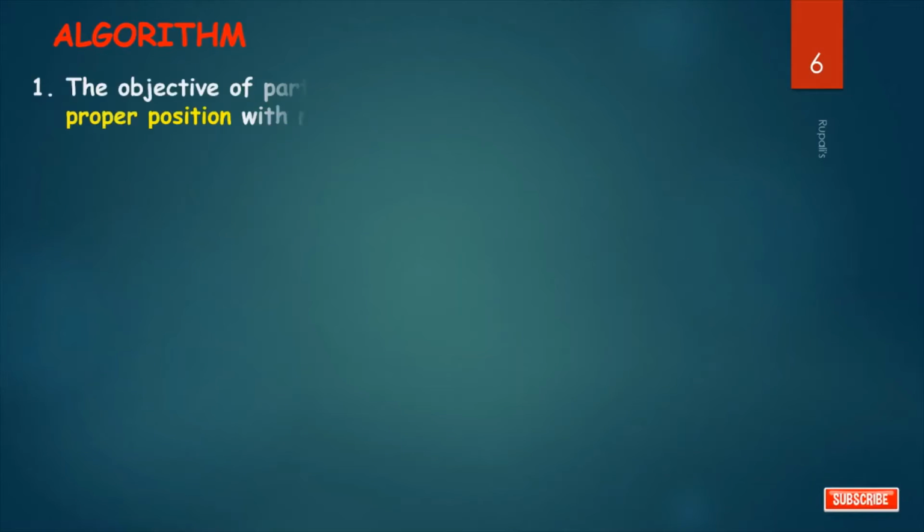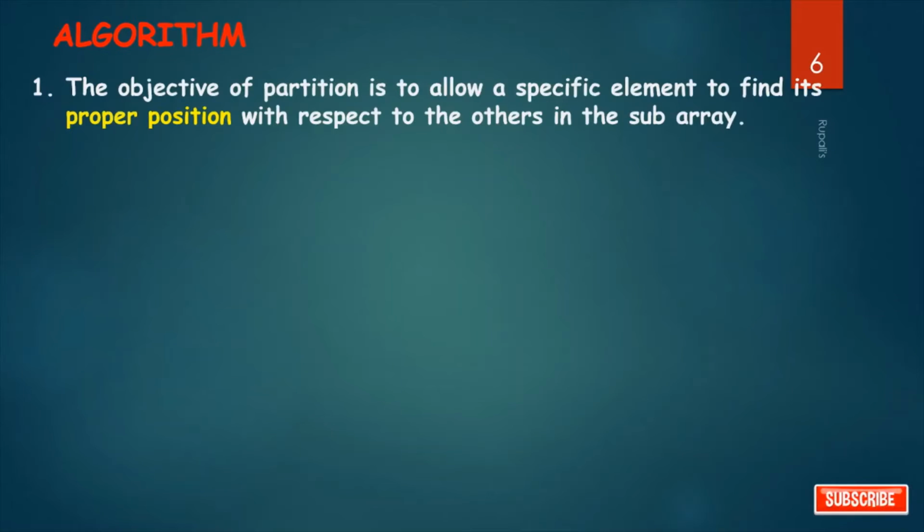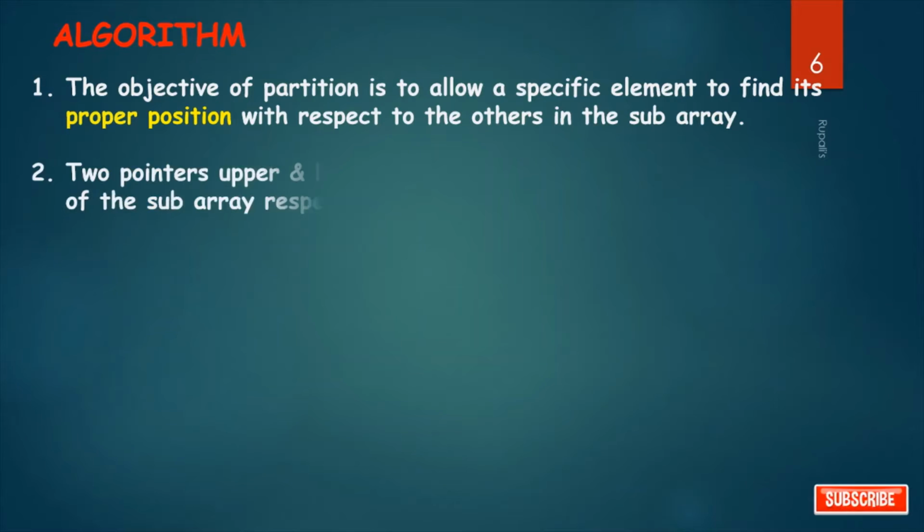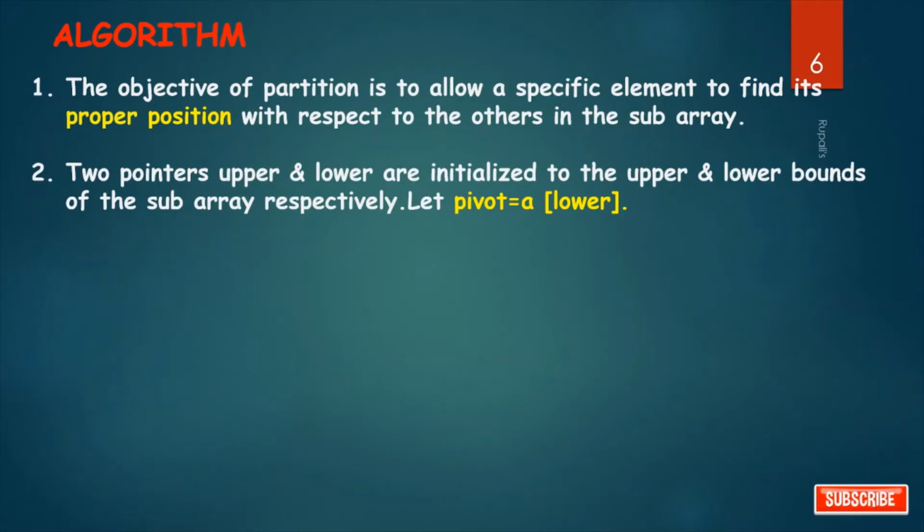Algorithm for quicksort. The objective of partition is to allow a specific element to find its proper position with respect to the others in the subarray. Each time, the pivot element gets its proper position. Two pointers, upper and lower, are initialized to the upper and lower bounds of the subarray respectively. If the total number of elements is n, then lower is 0 and upper is n minus 1. And pivot is a[lower], that is a[0], the starting element of the array.